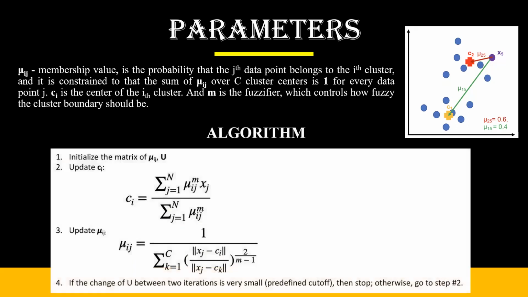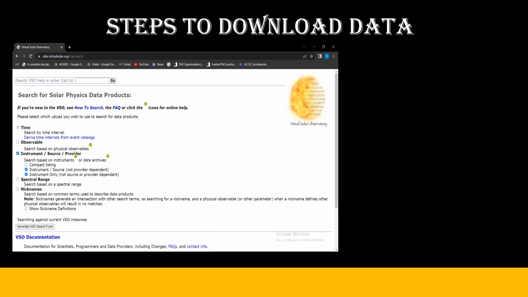Now coming to the algorithm, this is how we implement this method. First, we initialize a matrix of the assigned membership values, and then we update the cluster centers, which is basically an average of the positions. Then we update our membership values again, depending on the cluster center values that we are getting at each iteration. And then we stop this method when the change in the U matrix becomes very small. Otherwise, we repeat the process from the second step. Now, Kavita will discuss the data download process.